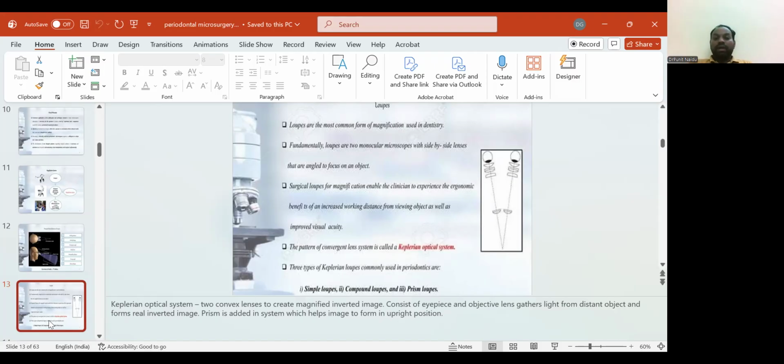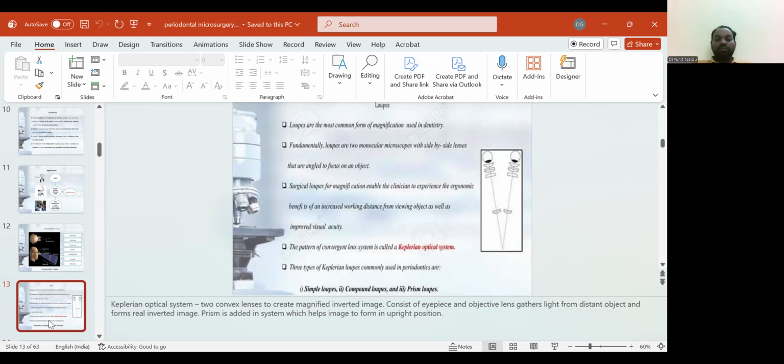Surgical loops for magnification enable the clinician to experience ergonomic benefit and increased working distance from viewing the object, as well as improved visual acuity. The pattern of convergent lens system is called the Galilean optical system. Three types of loops commonly used in periodontics are simple loops, compound loops, and prism loops.